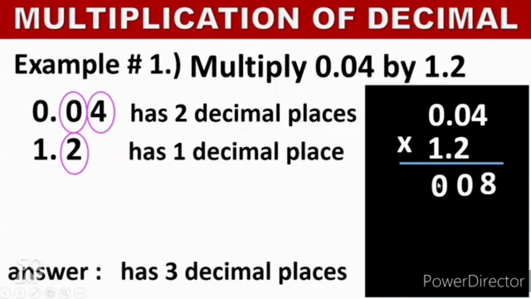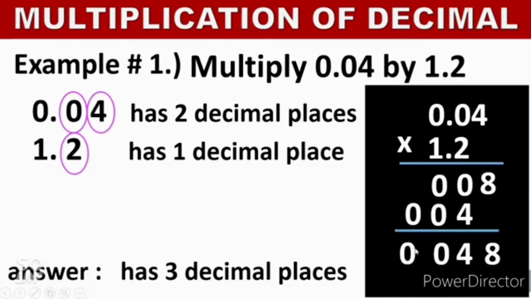And then the next one, we have 1 times 4 equals 4. 1 times 0 equals 0. Next, 1 times 0 is 0. Next, we add. We bring down 8. And then 0 plus 4 equals 4. 0 plus 0 is 0. Then now we have 0.